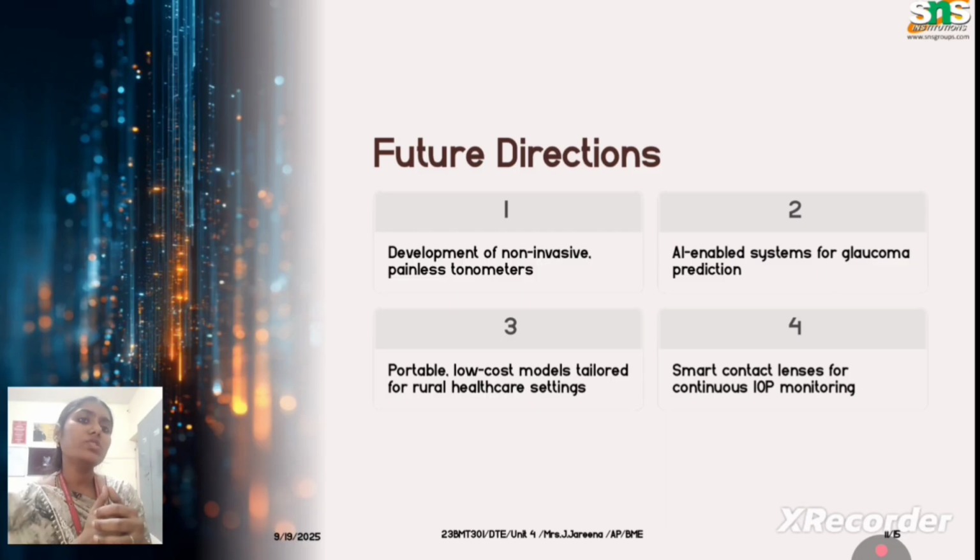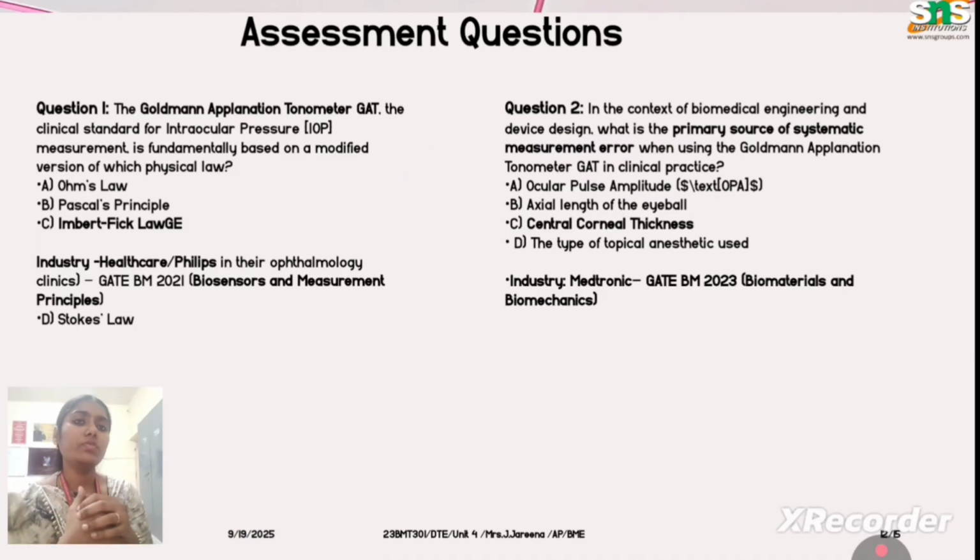For the future direction, we are in the world of AI. So obviously AI will enable this system to have even better accuracy and prediction, and we can have painless tonometers in future. We can even develop low-cost models and smart contact lenses, in line with the future. I have posted assessment questions related to this topic. Later you can view or check them out in my video.